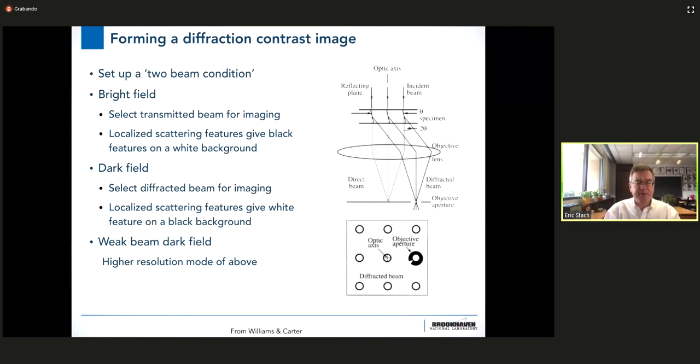There's a subvariant of this called weak beam dark field that you may see in the literature. It's a way of manipulating reciprocal space to give you a slightly higher resolution version of this. You tend to use, instead of the diffracted beam, the opposite beam 3 times removed. Don't want to talk about it other than to say that you may see that there.